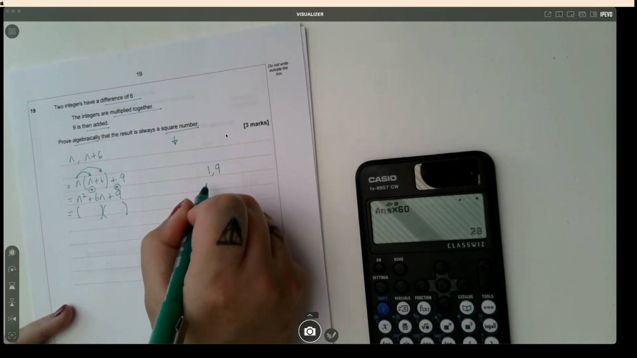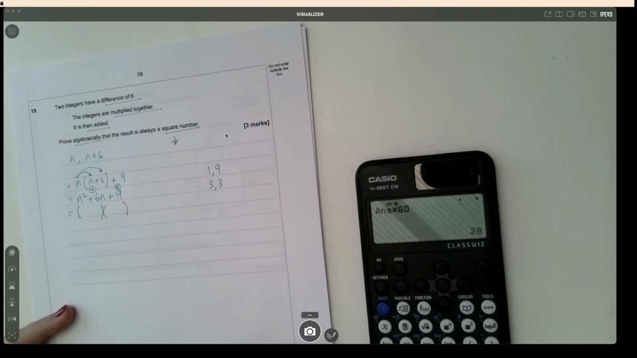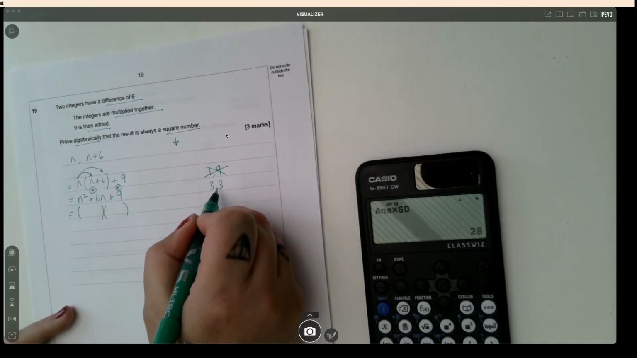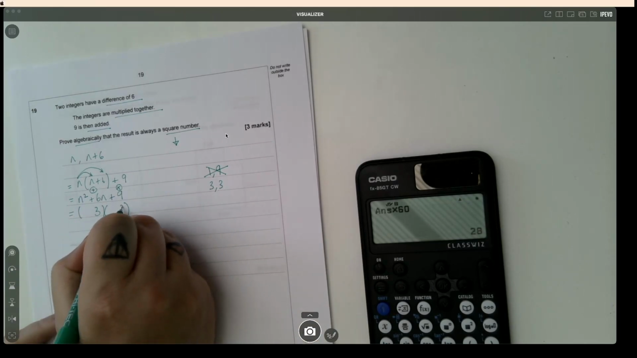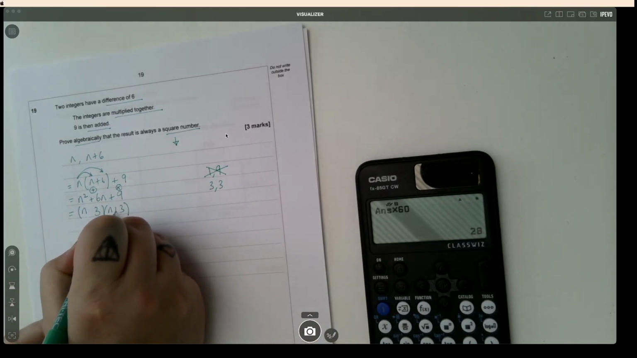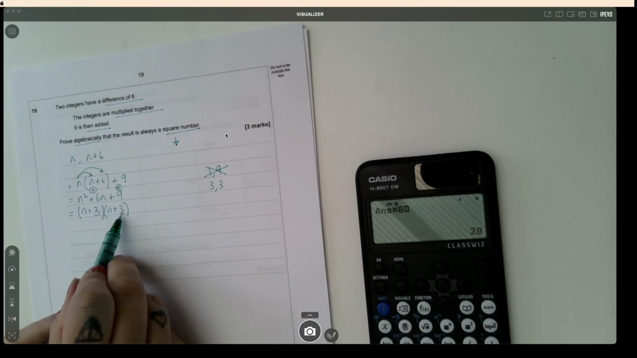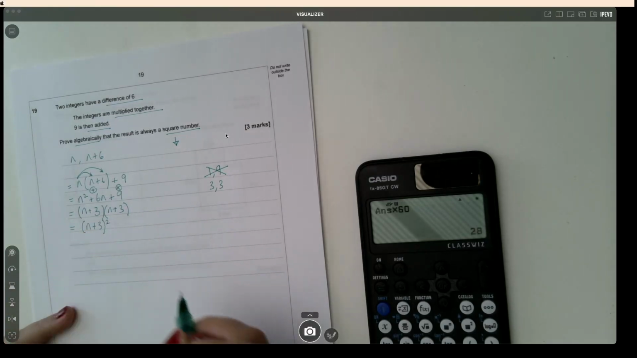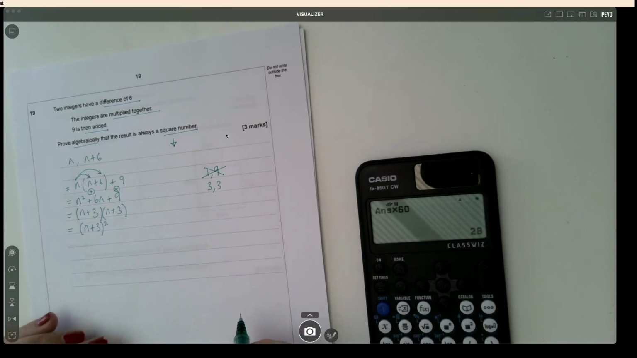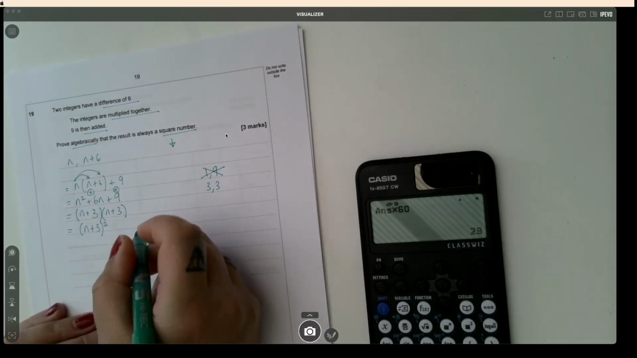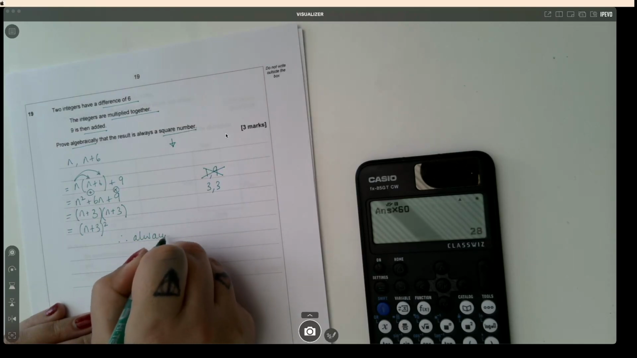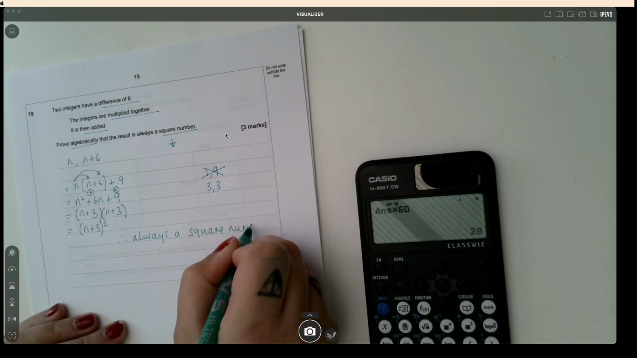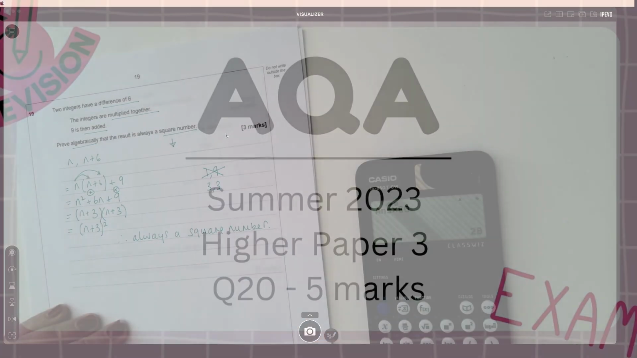So 1 times 9, 3 times 3. 1 plus 9 is 10, so that doesn't add to give me 6. 3 plus 3 is 6, so that does add to give me 6, and they're both positive. So I have two matching factors here, which I can write as (n plus 3) in brackets all squared. So therefore I can say it's always a square number.